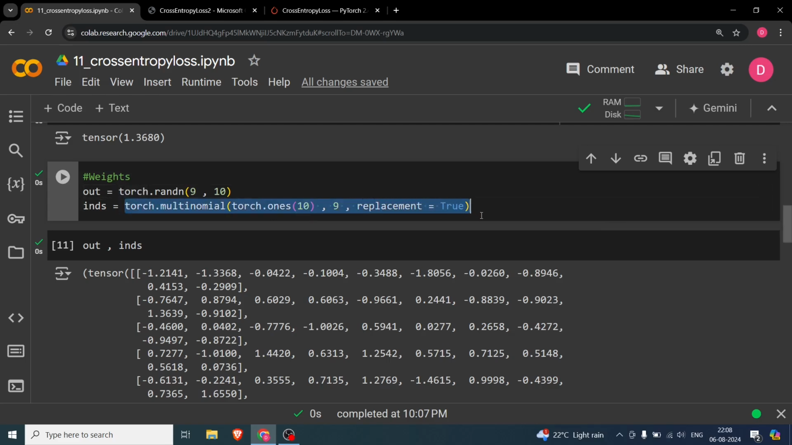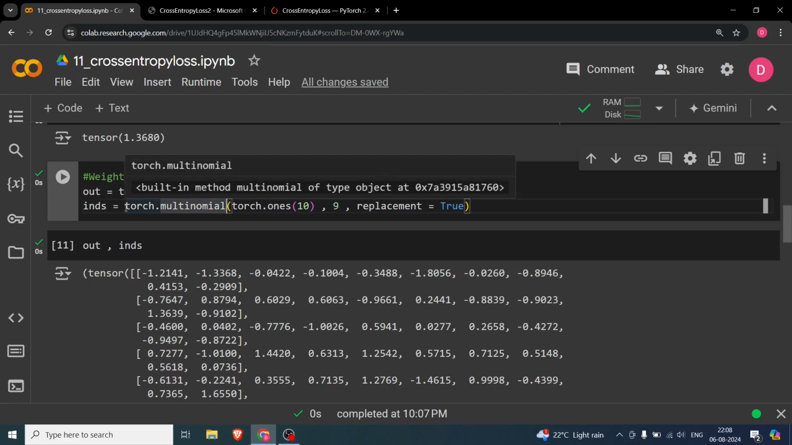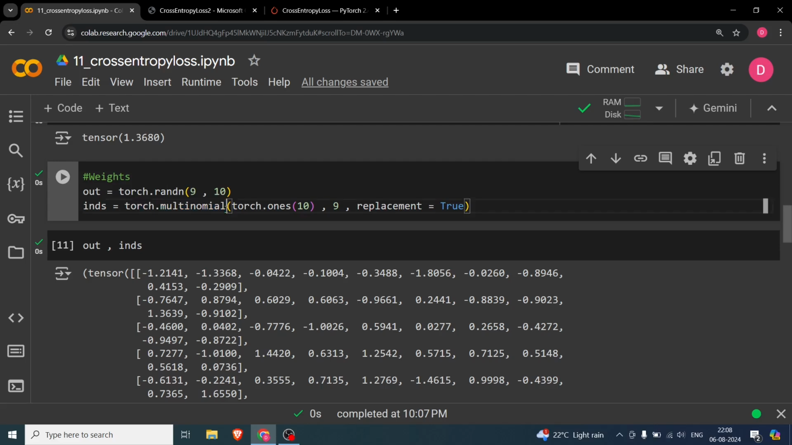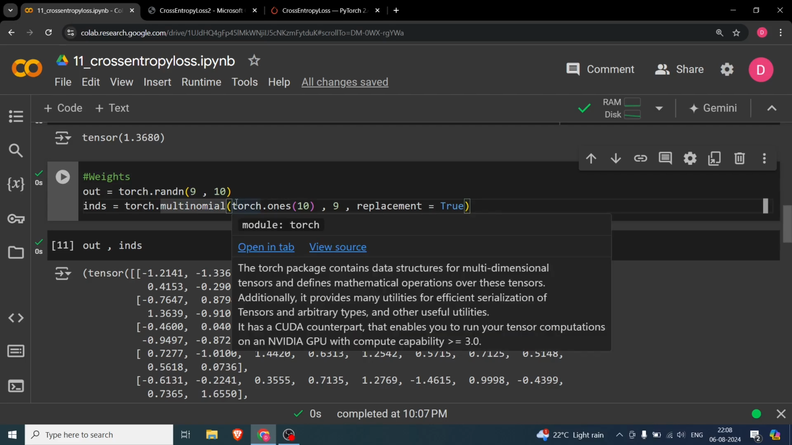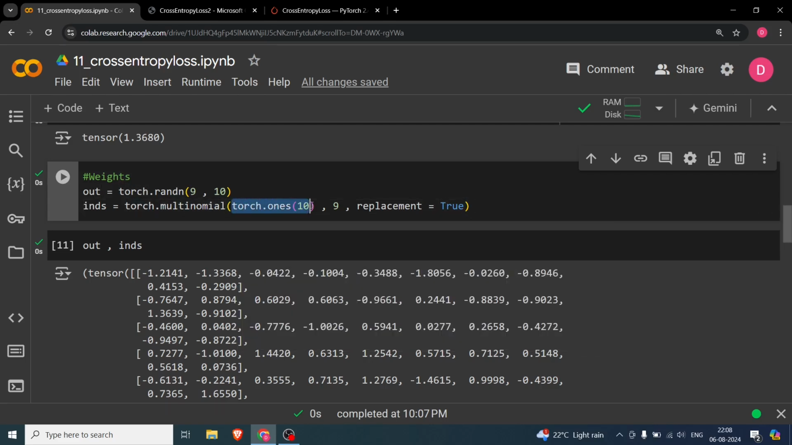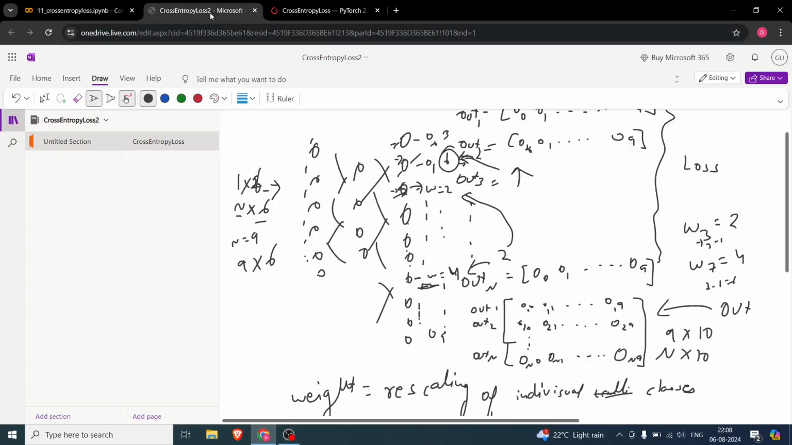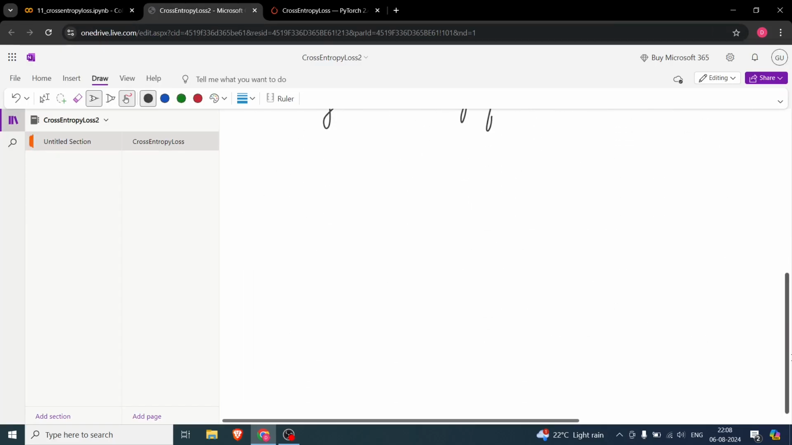Now this function, I think the video is already there. If it is not there, I'll be uploading videos regarding these types of torch functions which are not under the nn, that is the neural network module, but don't worry, it will be there. Okay, so what torch.multinomial does, I'll just explain with a diagram so you will understand.